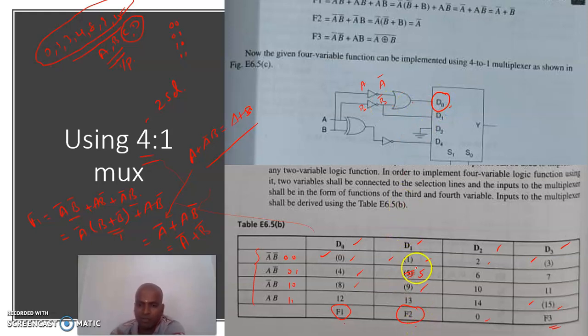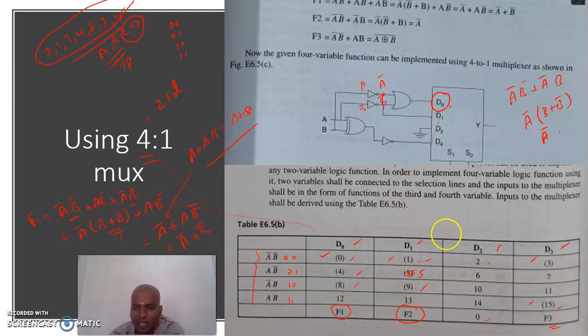Similarly for F2, two things are marked, here one and this one, that is A bar B bar plus A bar B. We can take A bar outside. It becomes B plus B bar. So the answer is A bar. The D1 line is coming from here, A bar.